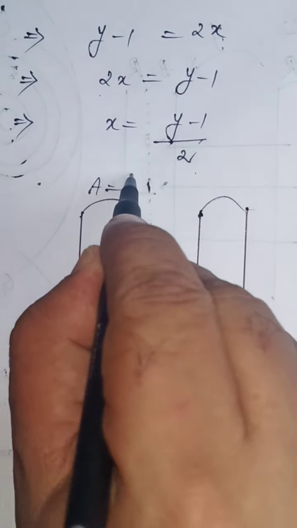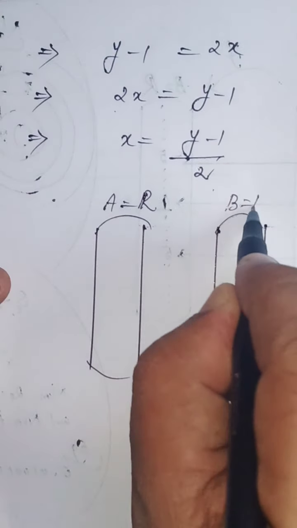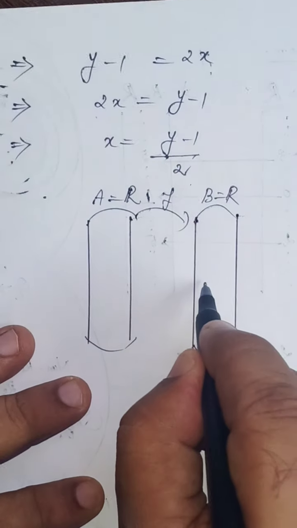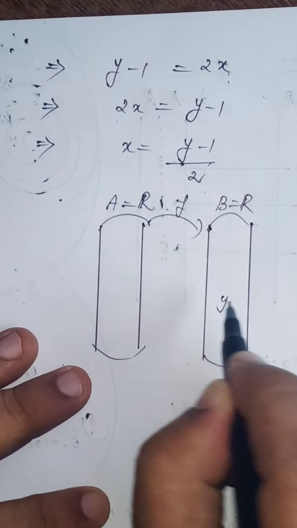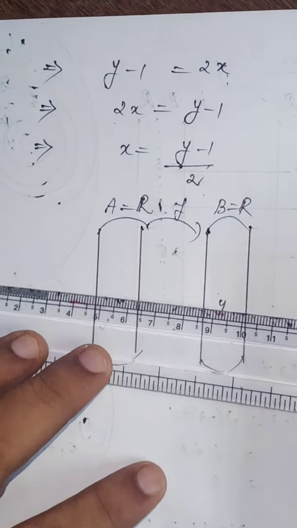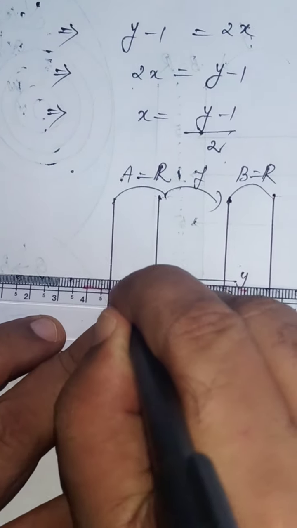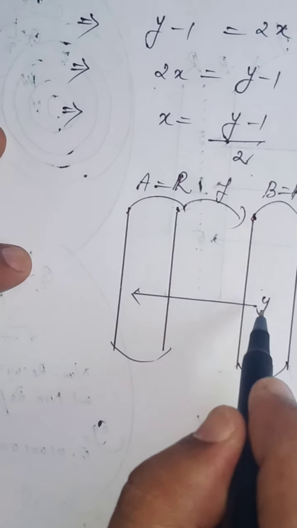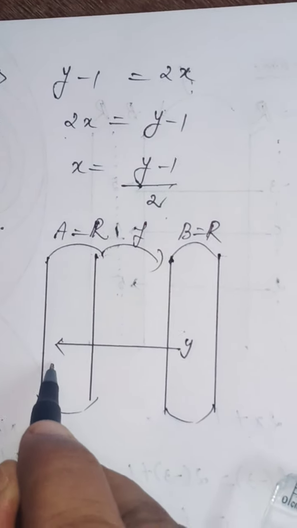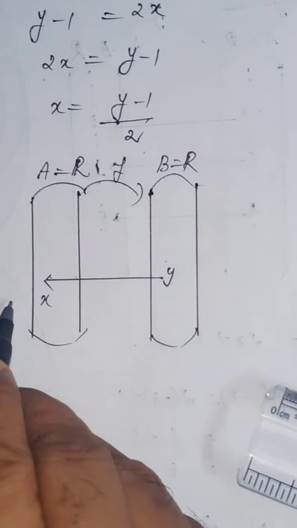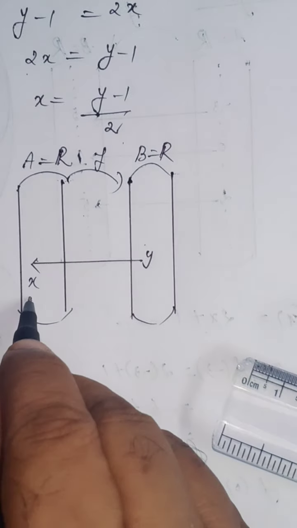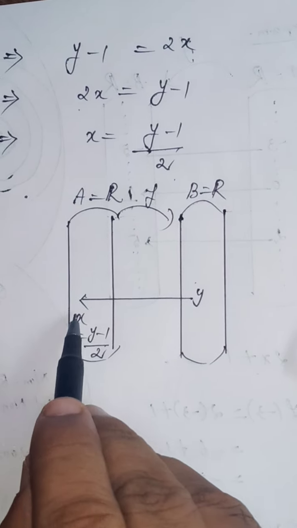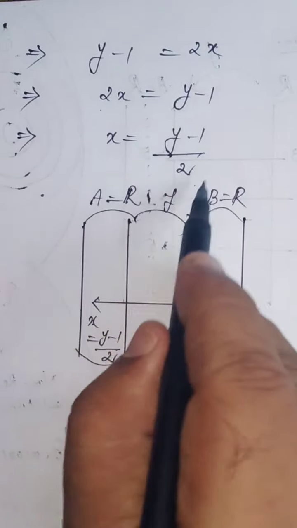A is the set of real numbers, B is the set of real numbers, a function f from A to B. See, for every y there is a pre-image in the domain, that is x. Look at the direction: for every y there is a pre-image x in the domain. What is that x? x equals y minus 1 by 2. That x can be replaced by y minus 1 by 2.